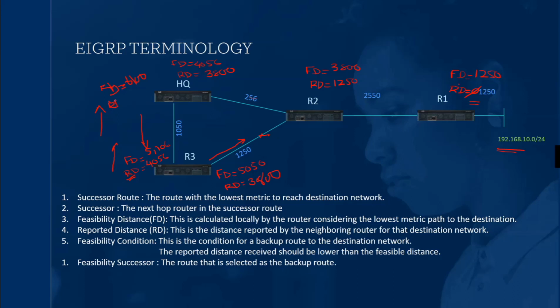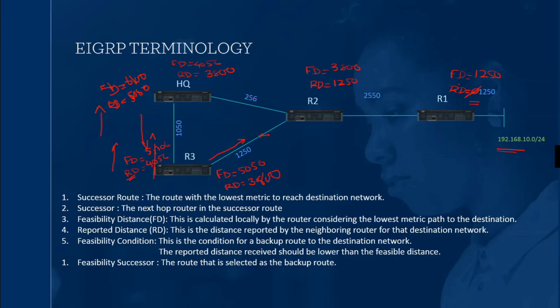And the reported distance, if you look here, will be 5050, right? So the best route will be through here, whereas the backup route will be through this side, which is what we did here, which is the feasibility distance from here and the RD. The RD is lower than the best route that's calculated by R3, and so you will see two routes in the show ip eigrp topology.